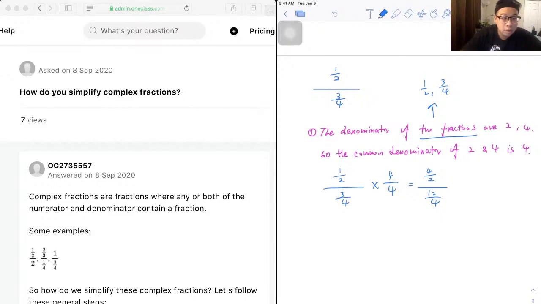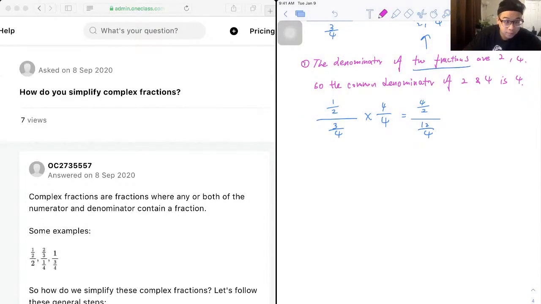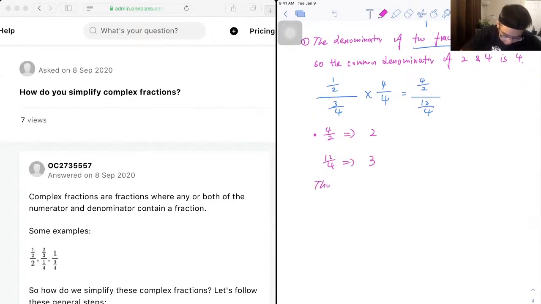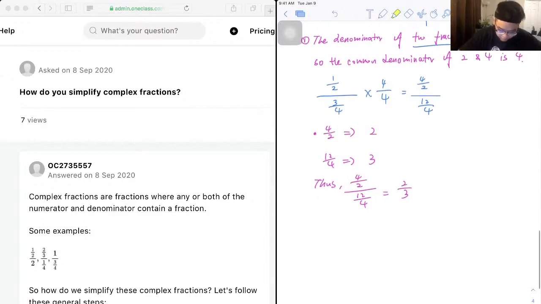Right. So although this looks worse than our initial complex fraction, we can see that 4 over 2 and 12 over 4 can be simplified to 2 and 3, respectively. So let's write it down here. So 4 over 2 can be written as 2, and 12 over 4 can be written as 3. Thus, 4 over 2 over 12 over 4 is equal to 2 over 3. Yep. So that's the answer. Right.